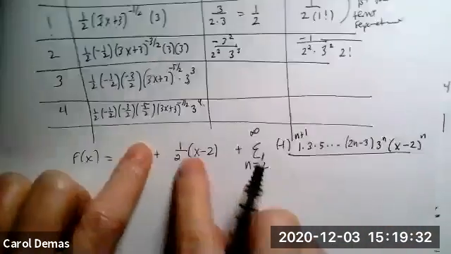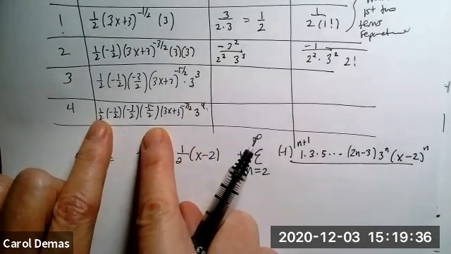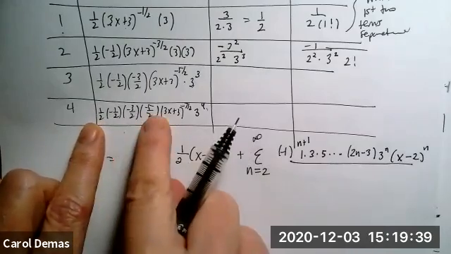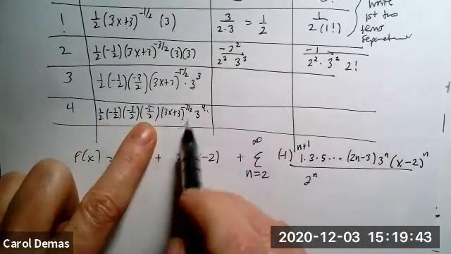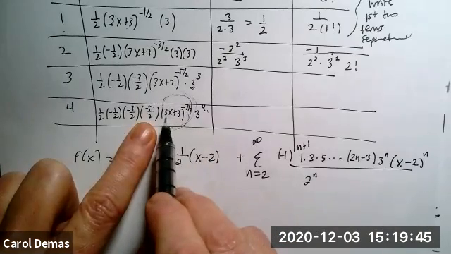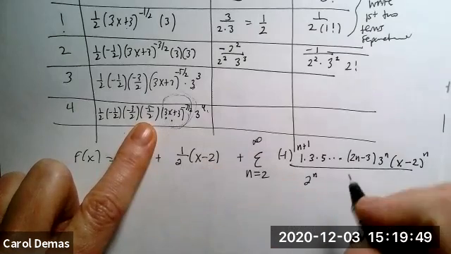Now, what's going on with the denominator? We're going to have 2 to the n. And then what's happening with this guy? This is going to be 3.